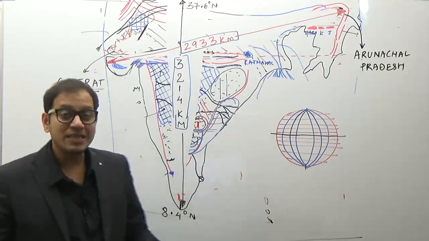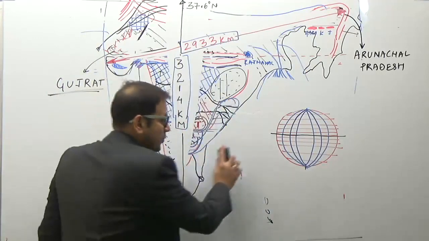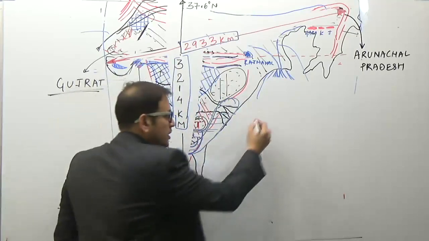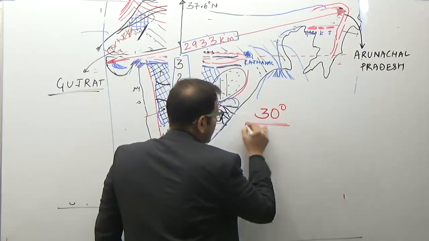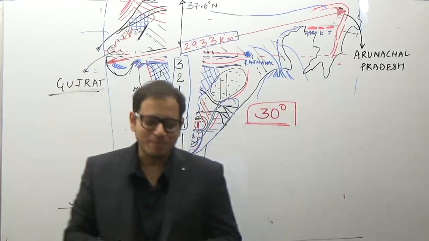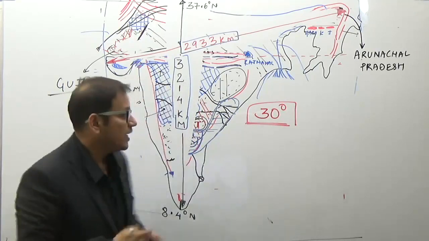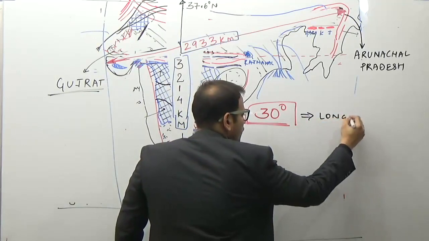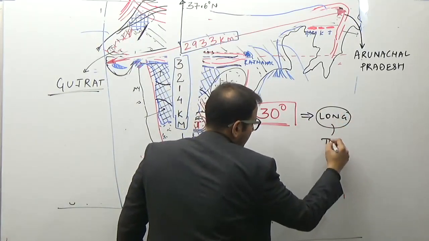What is the difference between them? 2933 in terms of kilometers. But what is the difference between them in terms of longitudes? In terms of longitudes, the difference comes to around 30 degrees. What are longitudes useful for? They are useful for calculating. What is the use of longitude? Longitude is used for calculating time.